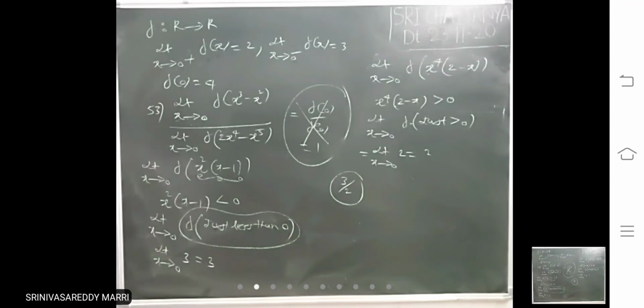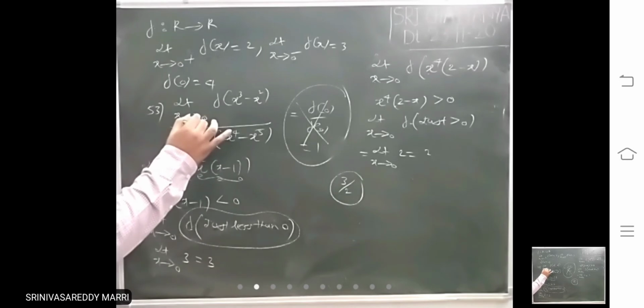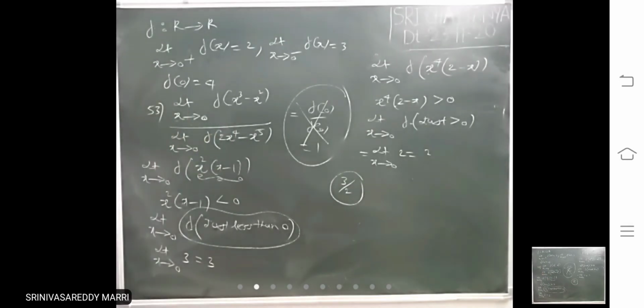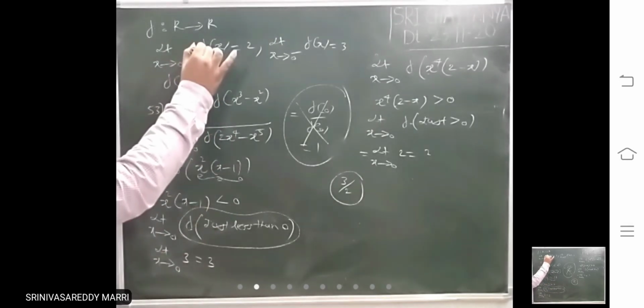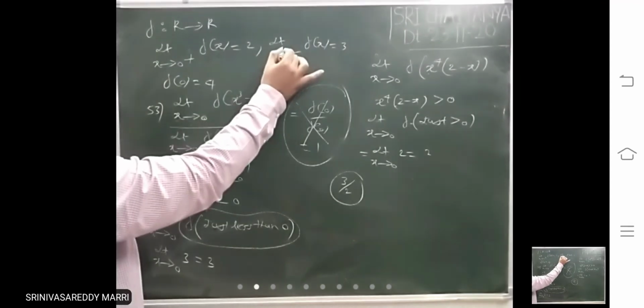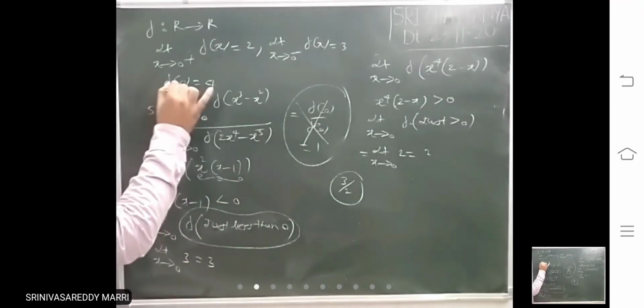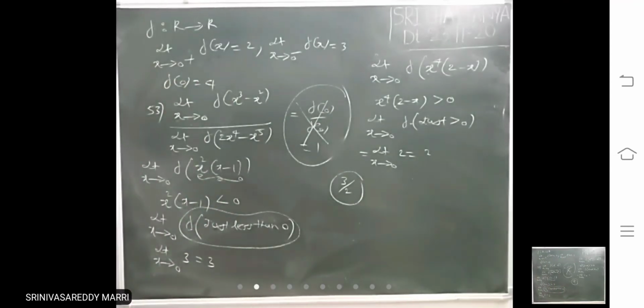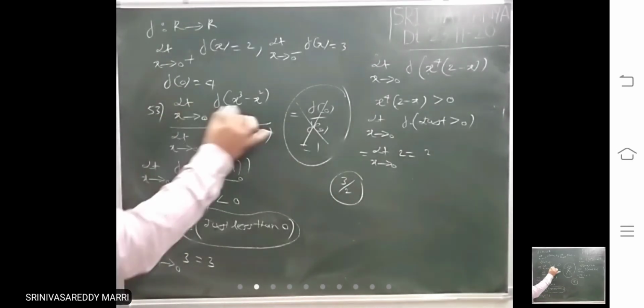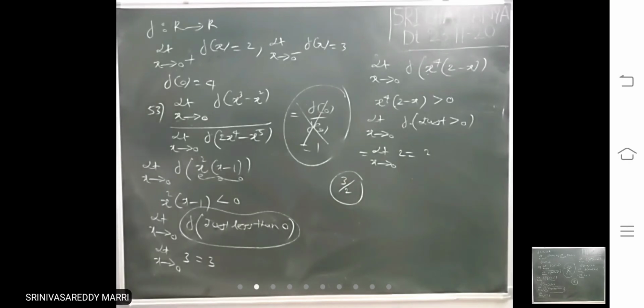That is how to analyze. Limit is not at x equal to 0, because right side value is 2, left side value is 3 and the value at 0 is 4. So limit means just greater than 0, just less than 0. How the value of it will be? So look at that 54th question.